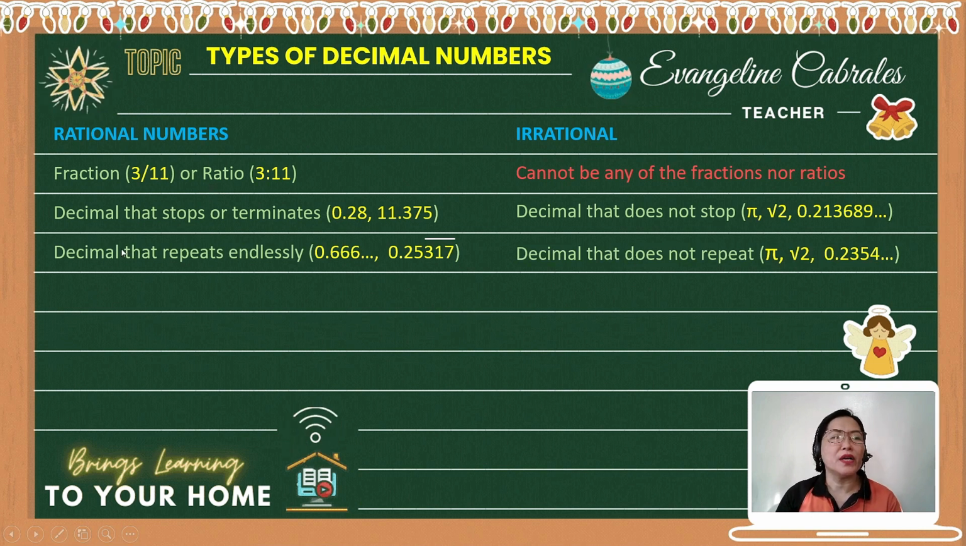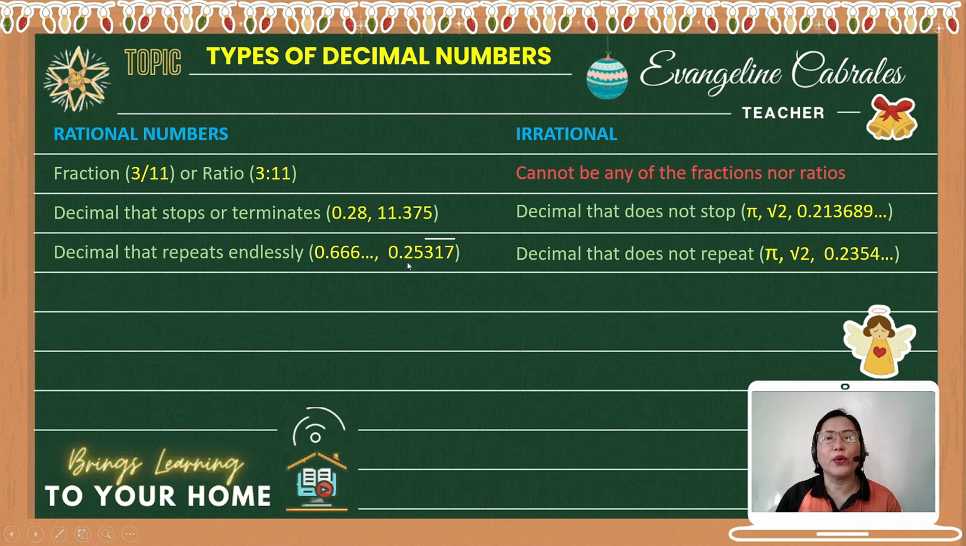Rational number is a decimal that repeats endlessly. Anong ibig sabihin ng repeats endlessly? Umuulit. Decimal na umuulit ng walang katapusan o walang katapusang pag-uulit. Example, 0.666... Ibig sabihin ng tatlong tuldok, may kasunod pa yan na digit or decimal.